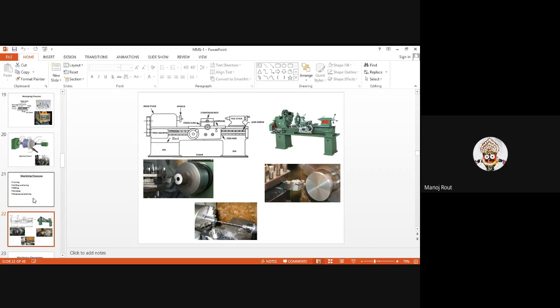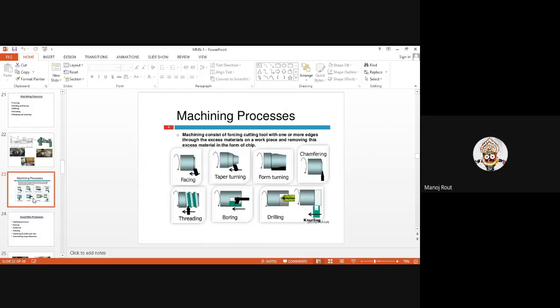Similarly, the figure on the left side shows the facing operation, which is a type of shaping operation. In that one, the compound rest holds the tool used for the shaping or facing operation. The bottom figure shows the typical drilling operation. The parent material is attached to the spindle, and the drill is moved forward and backward according to the desired shape and size of that parent material.